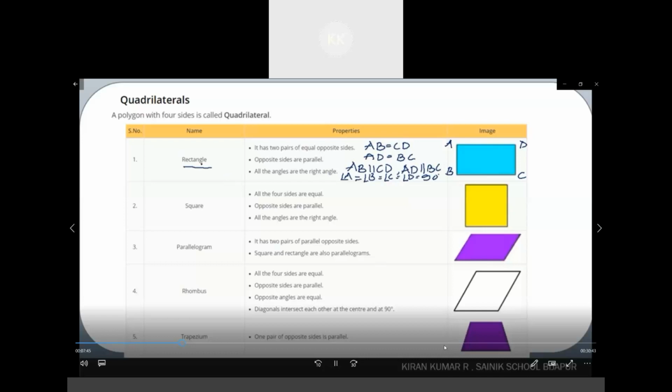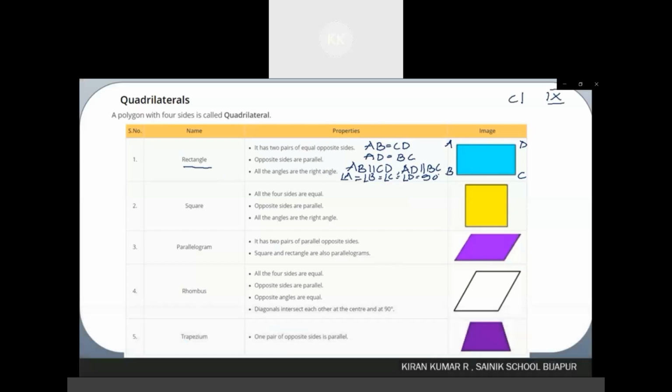In detail, you are going to learn the properties of quadrilaterals in class 9th. A detailed study on quadrilaterals is done in class 9th. Now the basics you need to understand. Look at this figure.